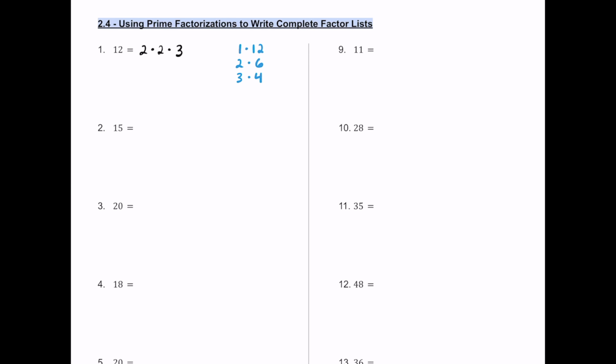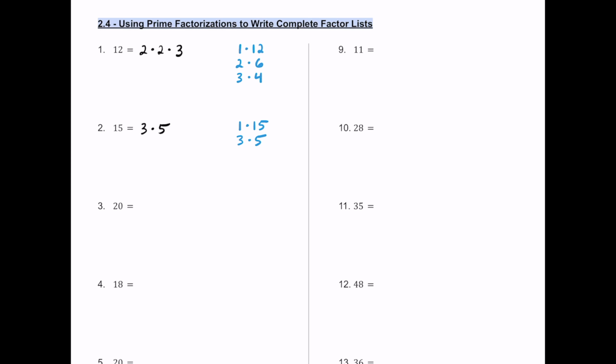For number 2, for 15, the prime factorization would be 3 times 5. So if we were going to go ahead and write a factor list for 15, we would start off with 1 times 15, that's always a given. And then there's no 2 on the list, so we can skip that. But there is a 3, and 3 times 5 does equal 15, so we can put 3 and 5 as 2 more factors. There's no 4, and then 5 is going to be repeated, so we can stop right there. Those are all the factors for 15.